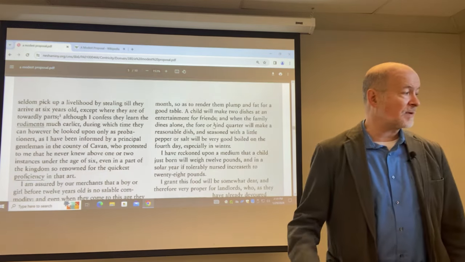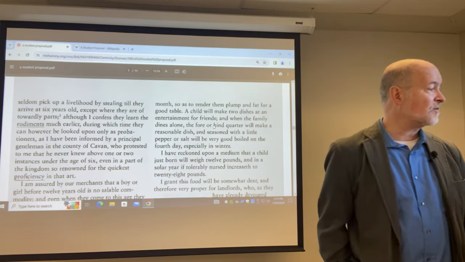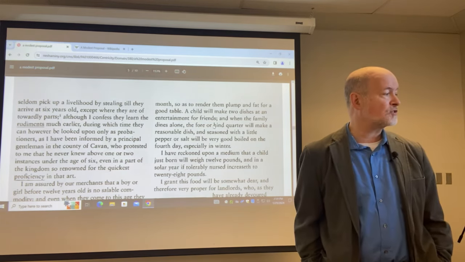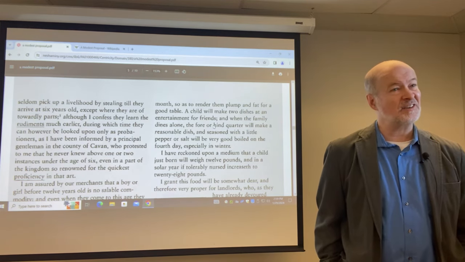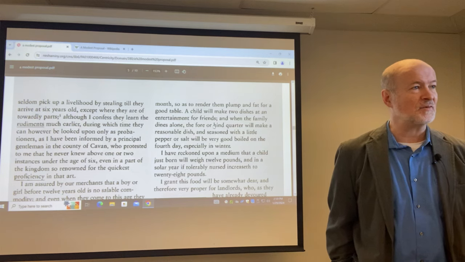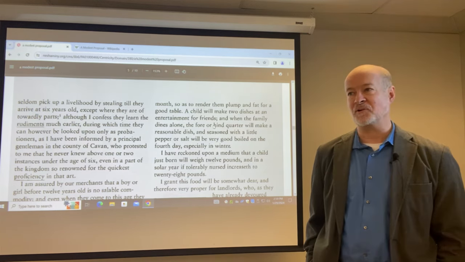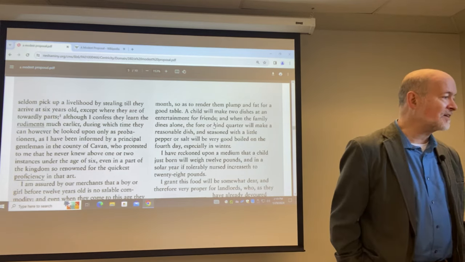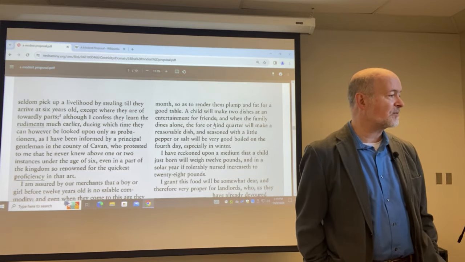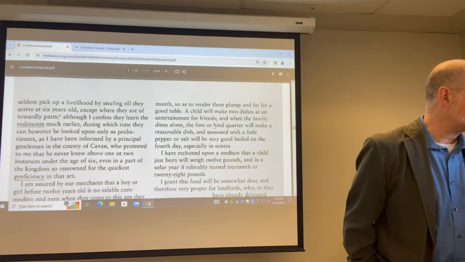They can very seldom pick up a livelihood by stealing until they arrive at 6 years old, except where they are of towardly parts. So most kids can't steal until they're six, although there are some who are really good at stealing even before that. If they're really capable, you can steal even before you're six. Wow. Though I confess they learn the rudiments much earlier, during which time they can, however, be looked upon as probationers only.